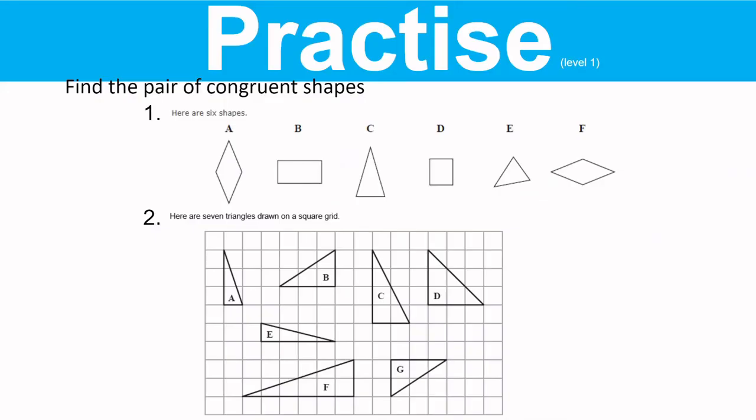Find the pair of congruent shapes. Now these are not all triangles, but find the pair that are the same shape and the same size. For question 2, there are 7 triangles there, and these are to scale because I've used this centimeter square paper. Find the triangles which are the same shape and same size. Go ahead and hit pause if you need a minute, and hit play when you're ready to take that up.